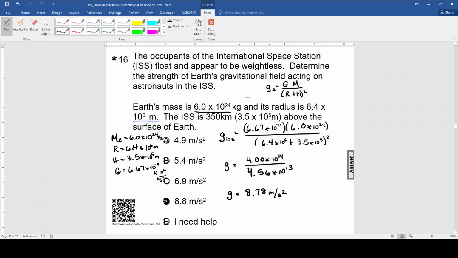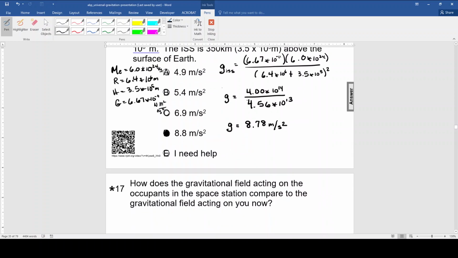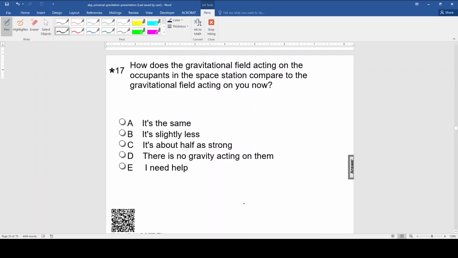So choice is 8.8. Now we must remember this value for our next problem, 8.8 meters a second squared. We are asked to utilize that information to compare to the gravity on the Earth.